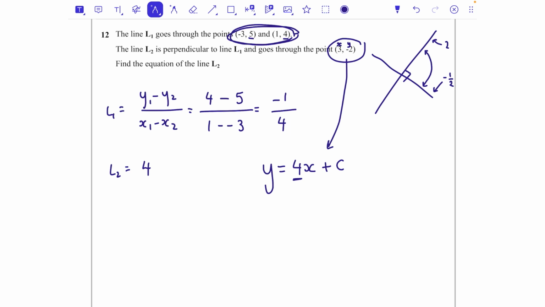Both sides will be equal. So I'm going to substitute those values in. Y is -2, and that is 4 lots of 3 add c. So -2 is 12 add c.